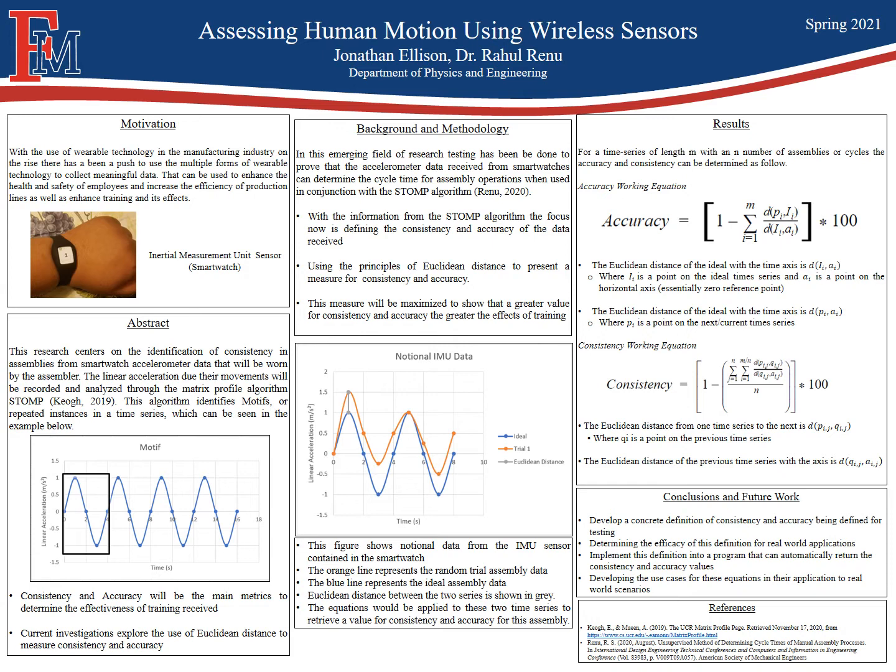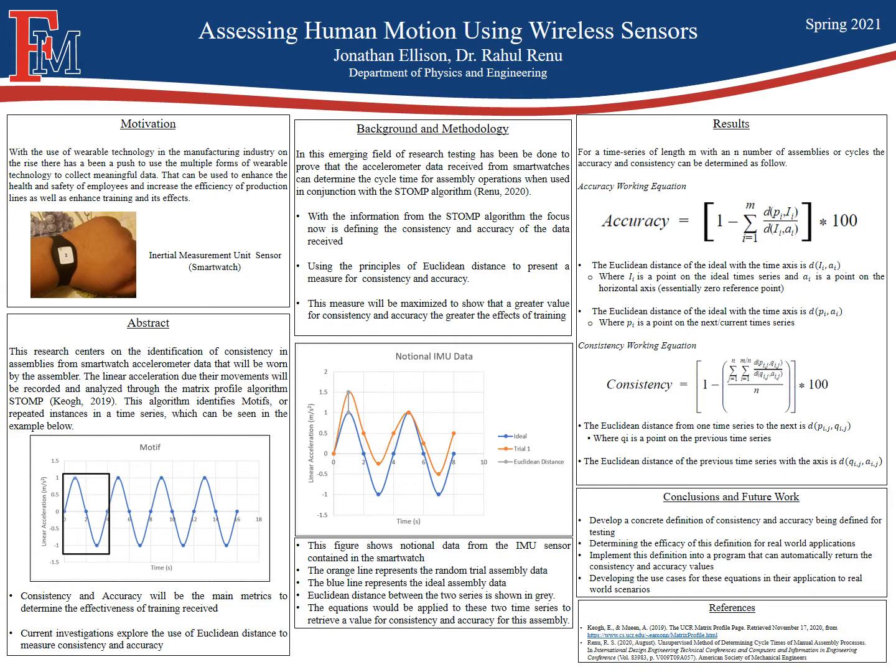These working equations for consistency and accuracy are subject to a greater than zero constraint, as the value of zero in the data indicates that no work is being performed in the assembly. So for a time series of length m, the accuracy of the assembly is found by taking the difference of the Euclidean distance between the ideal and trial assembly divided by the Euclidean distance between the ideal and horizontal axis at each point. Then summing these values and subtracting the result from 1 and representing it as a percent to get the accuracy of the assemblies.